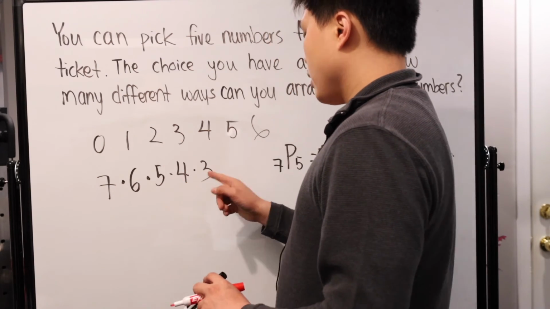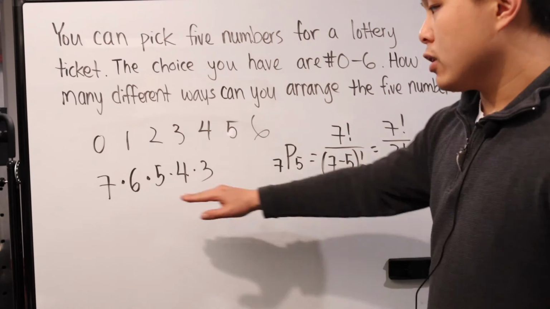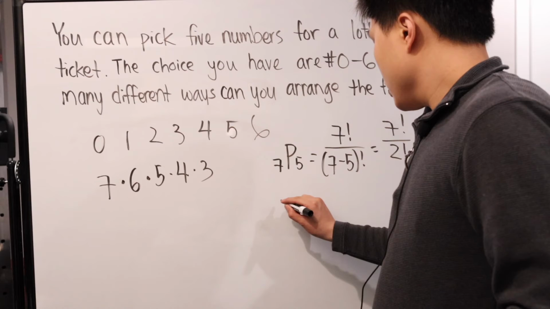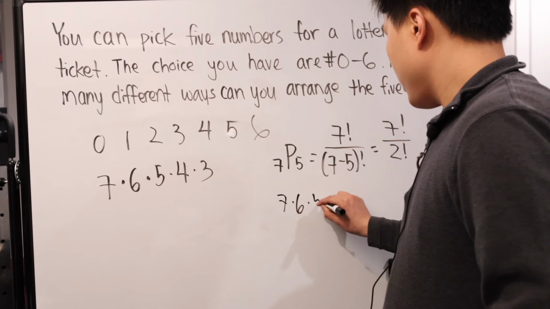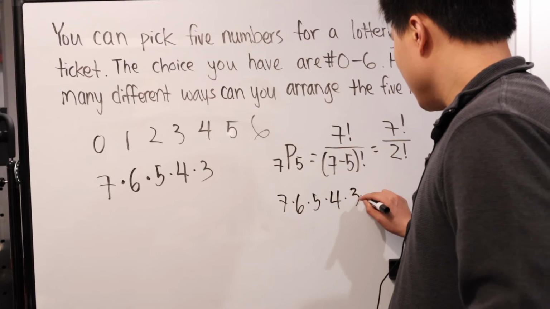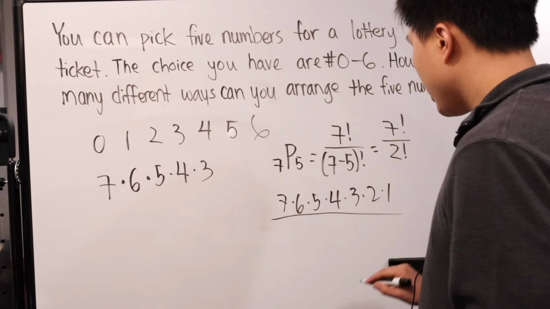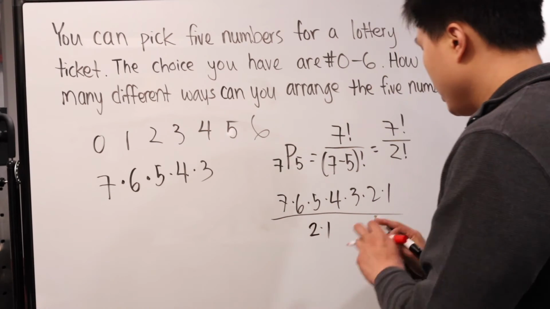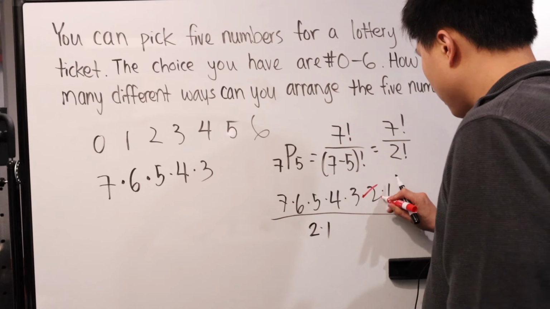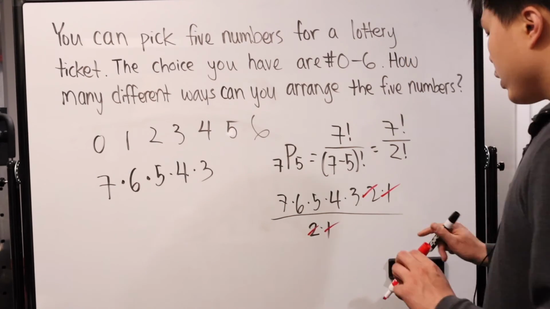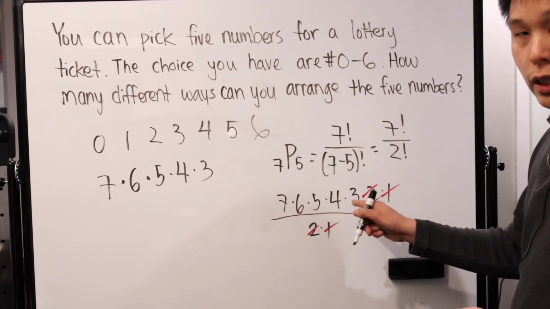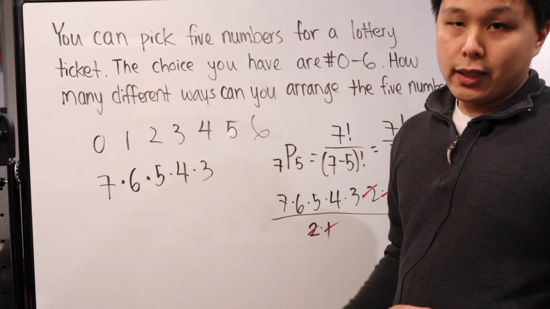7 times 6 times 5 times 4 times 3. If I were to write this all out, it's going to be exactly the same thing, because guess what? 7 times 6 times 5 times 4 times 3 times 2 times 1. That's 7 factorial. And on the bottom you have 2 factorial, 2 times 1. Then afterwards you have to simplify, get rid of the 2 and 1. And what you have left over is just 7 times 6 times 5 times 4 times 3. And that ends up the same thing.